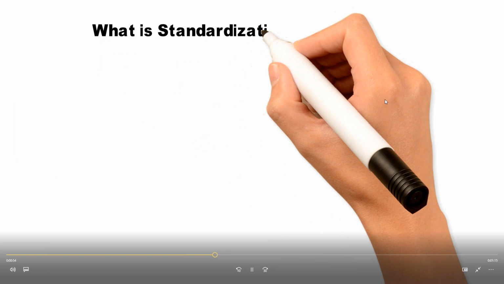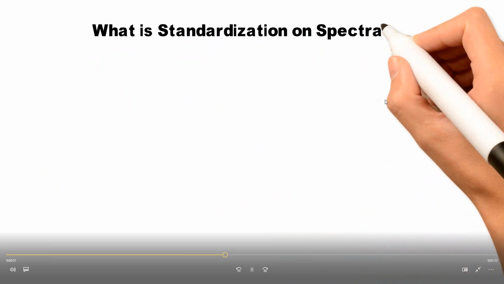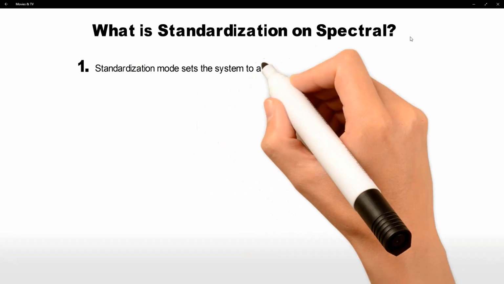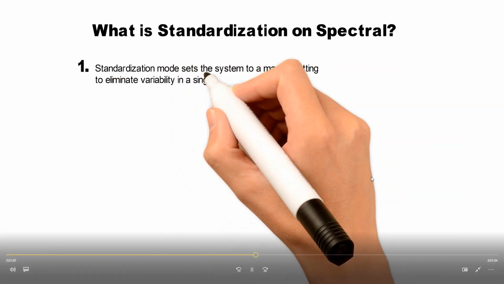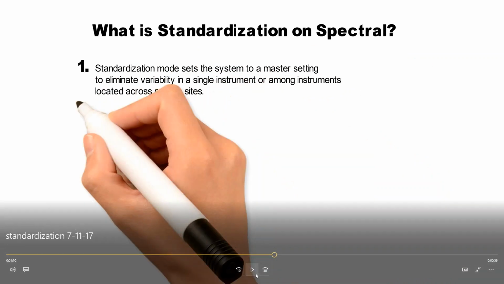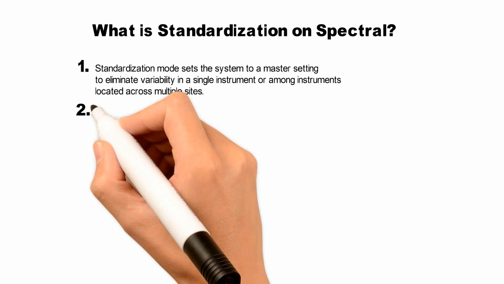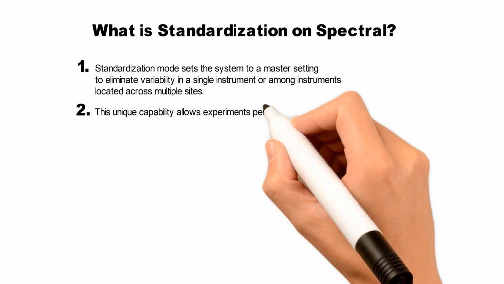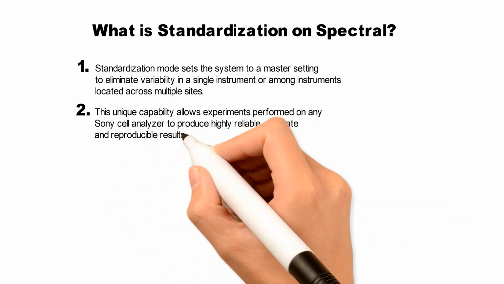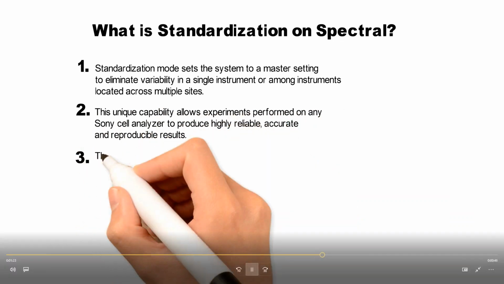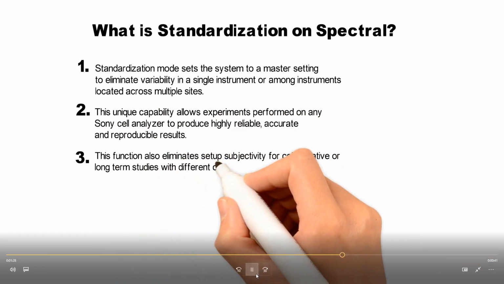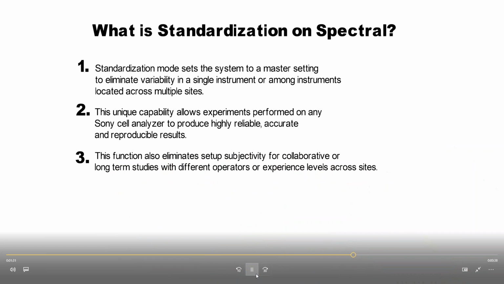What standardization on a spectral does is, one, the standardization mode sets the system to master the settings to eliminate variability in a single instrument or among instruments that are located across multiple sites. Two, this unique capability allows experiments performed on any Sony cell analyzer to produce highly reliable, accurate, and reproducible results. And then third, this function also eliminates setup subjectivity for collaborative long-term studies with different operators.